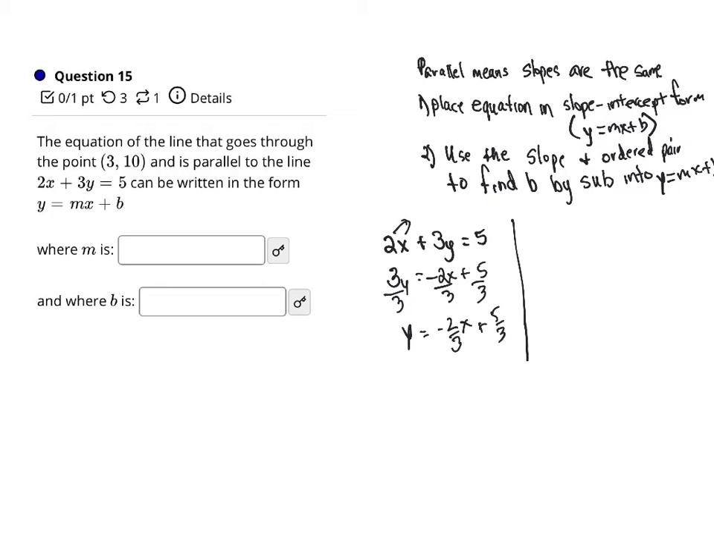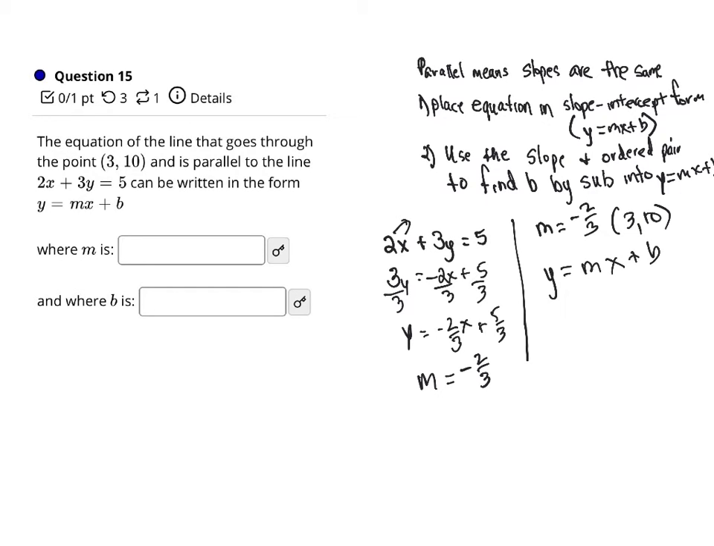Well, all we need is the slope. And since it's parallel, it's going to be negative 2/3. So we're going to use negative 2/3 for our slope, and it gives us the ordered pair 3, 10. So we'll take that and now find our b using y equals mx plus b.